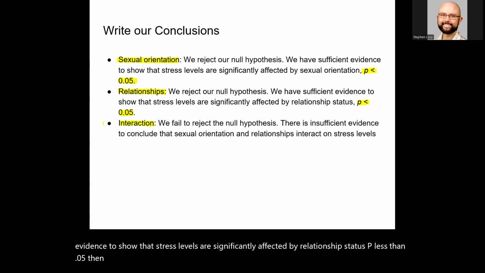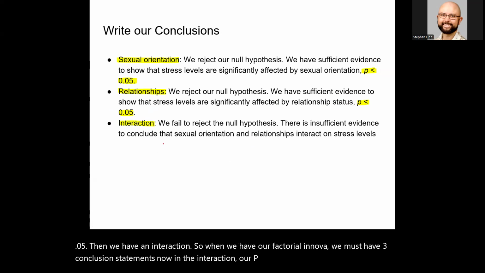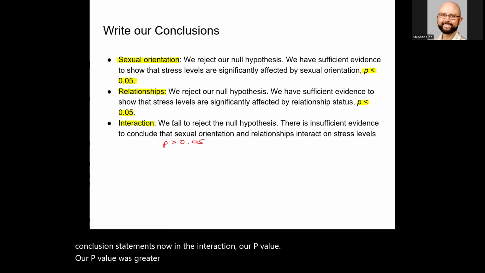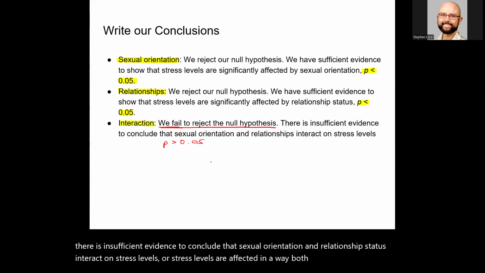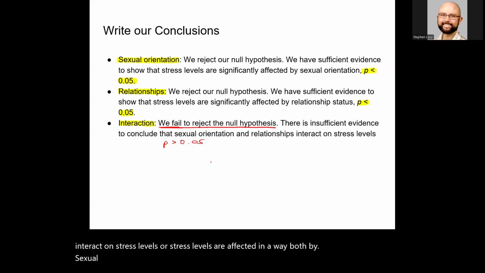Then we have an interaction. So when we have our factorial ANOVA, we must have three conclusion statements. Now, in the interaction, our p-value was greater than 0.05, which means that we fail to reject the null. We say that there's insufficient evidence to conclude that sexual orientation and relationship status interact on stress levels, or stress levels are affected in a way both by sexual orientation as well as relationships and how they interact with one another.